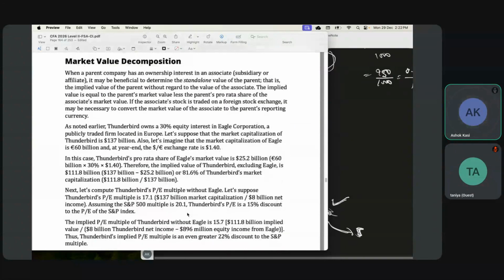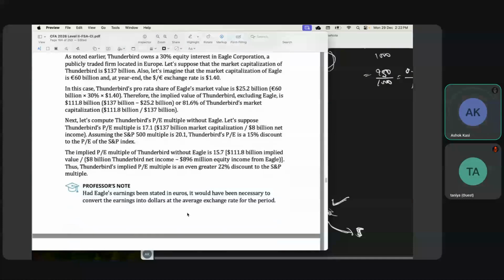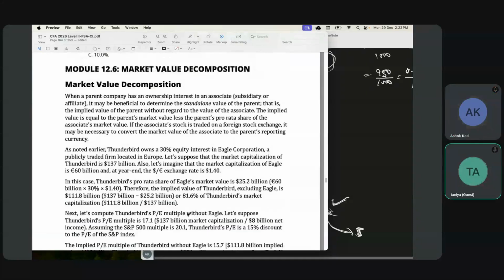Is it over? Still there? Just a little bit. Market value decomposition. Again, this is all self-explanatory only. You yourself can understand all this.